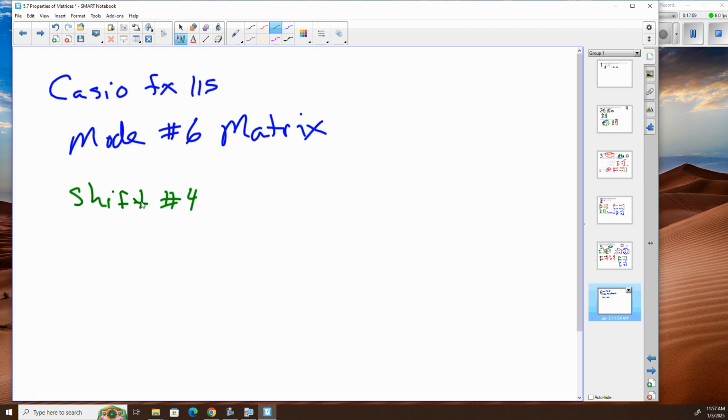If you have a different Casio than the 995 or whatever the other number is, it would be similar buttons to this, but it looks a little bit different. But I don't have that calculator in front of me, so I can't tell you exactly what buttons you push, but it would be similar to what I just put right here. But I can help students individually if you need help with your calculator.